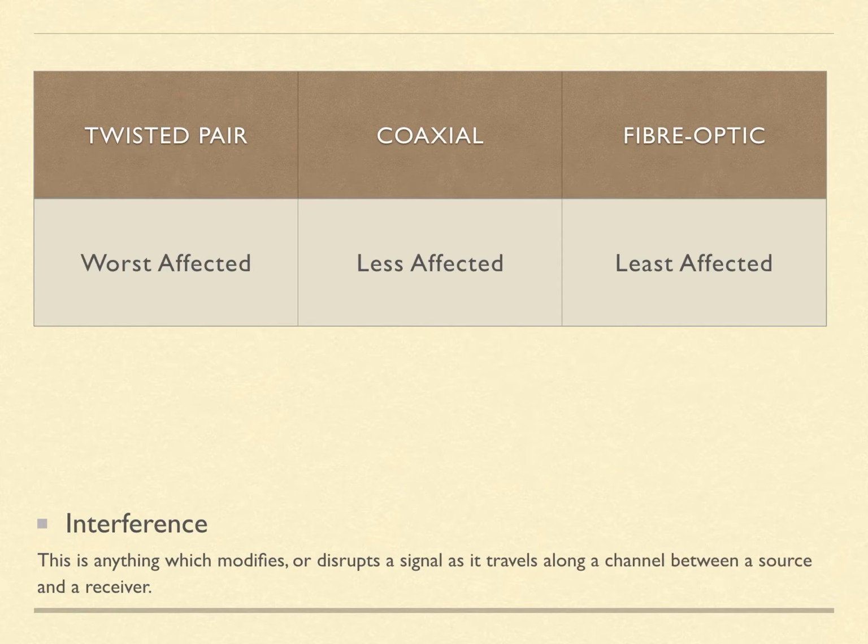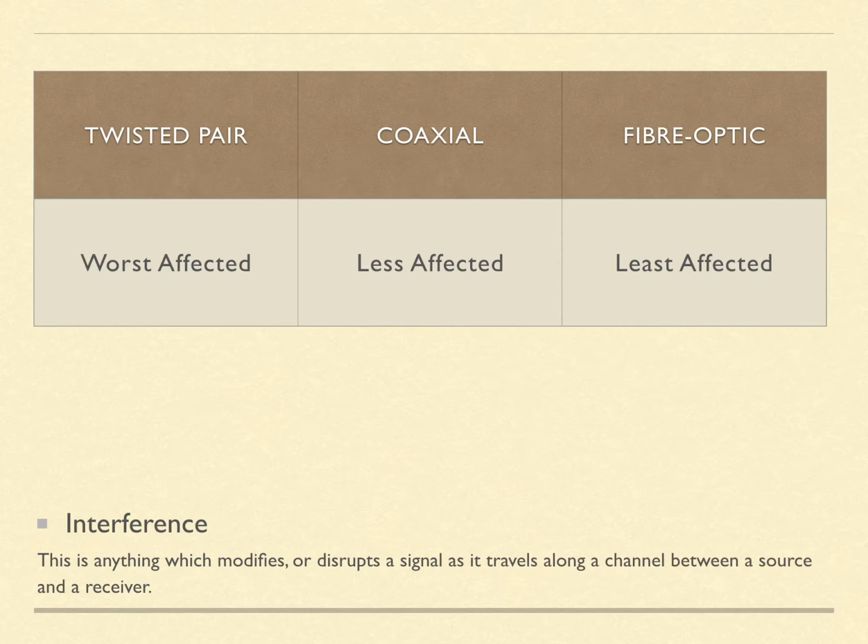Then we talk about interference. This is anything which modifies or disrupts a signal as it travels along a channel between a source and a receiver. So anything that disrupts. When in IG we spoke about parity checks and ARQ and all these type of things, basically, when we talked about transmission, we also spoke about errors in transmission, basically interference.